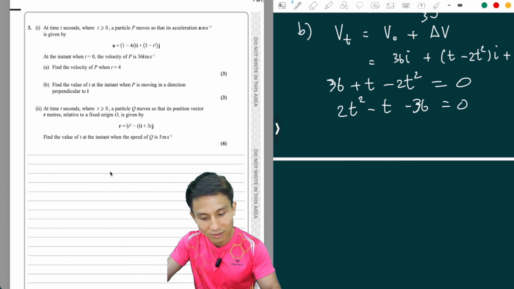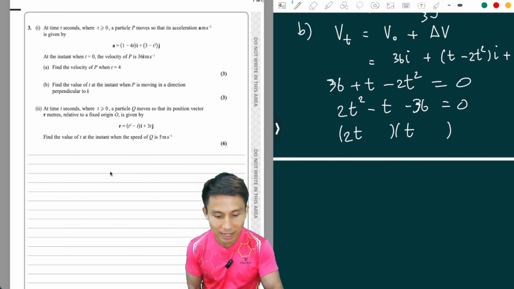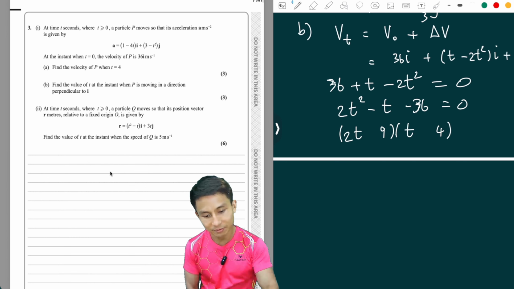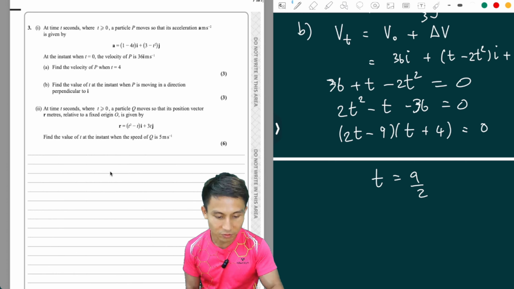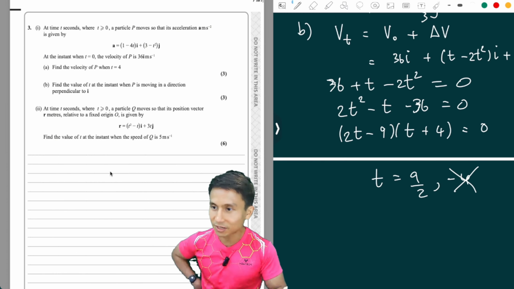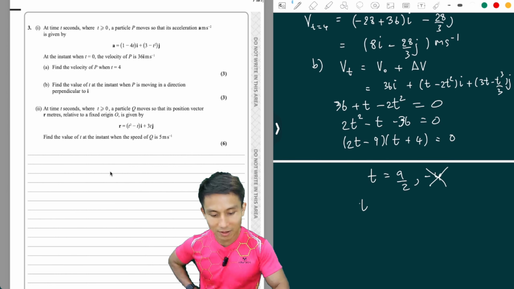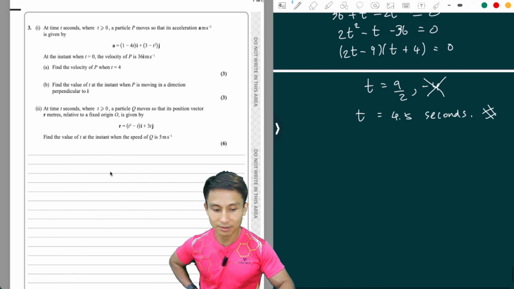And then I'm going to factorize this, hopefully. So let me try 9 and 4. So that's 2t minus 9 times t plus 4. So t is just 9 over 2 and minus 4, but we reject negative time. That doesn't make sense. Okay, so the time here is just 4.5 seconds, as the answer for part B there.